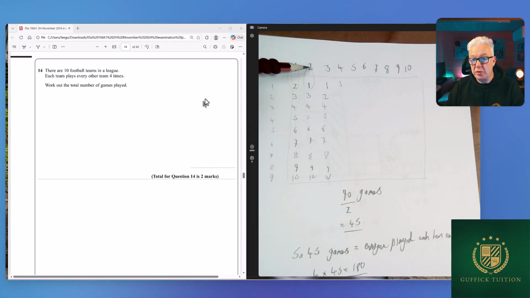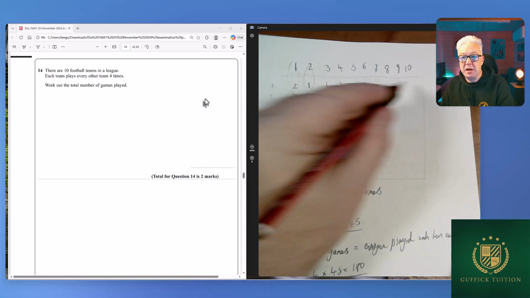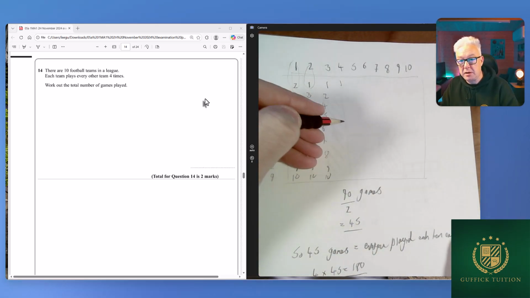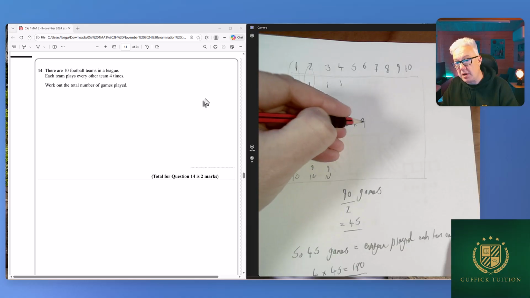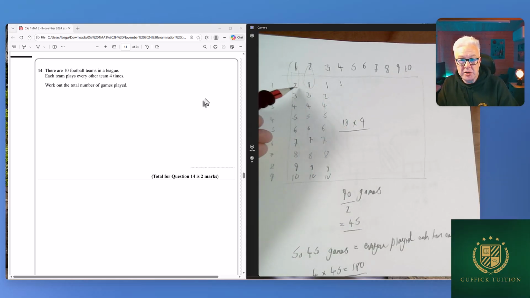Now, let's imagine you're in team 2. You're going to play team 1, you're going to play team 3, and you're going to have 9 matches to have played every single team once. So it looks as though the total number of matches is going to be 10 times 9. However, the problem with this is, look at this match here.